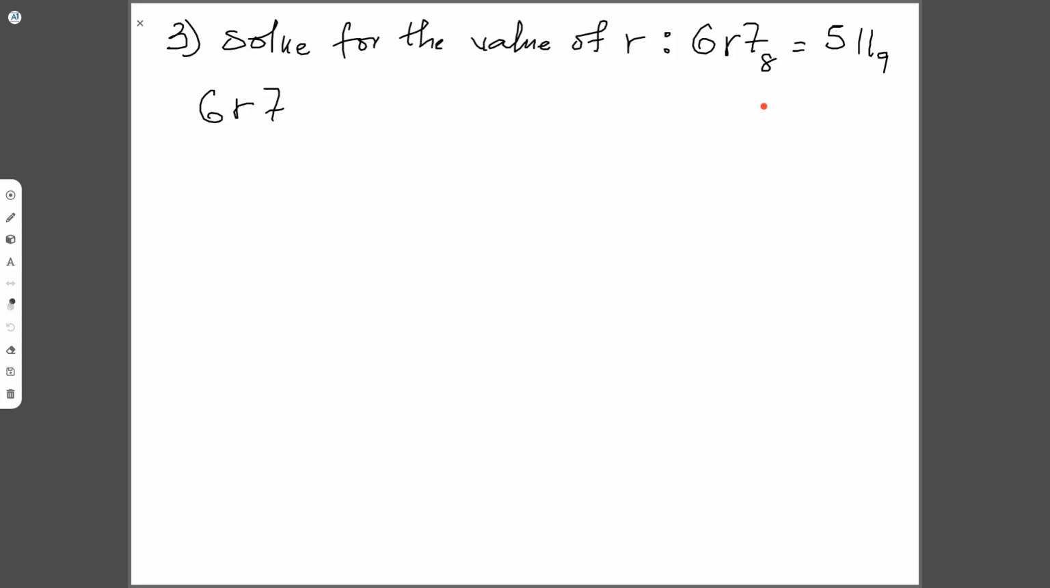6R7 base 8 is equal to 511 base 9. Now, when you look at this question, we have base 8, base 9. They are different bases. For us to obtain the value of R, both sides have to have the same base. For that reason, we need to convert this to base 10 and also convert this to base 10. Then we'll be able to obtain the value of R.